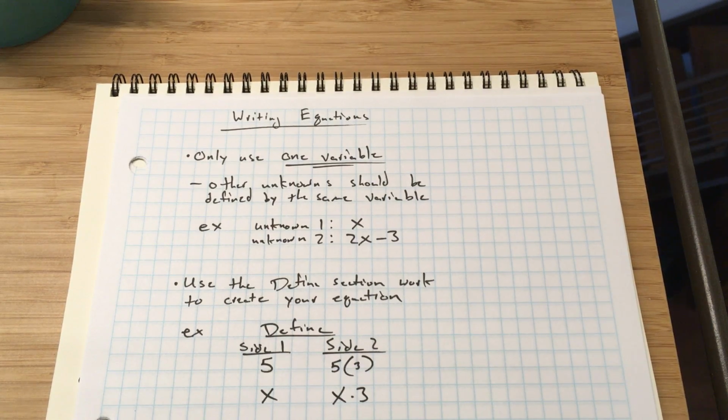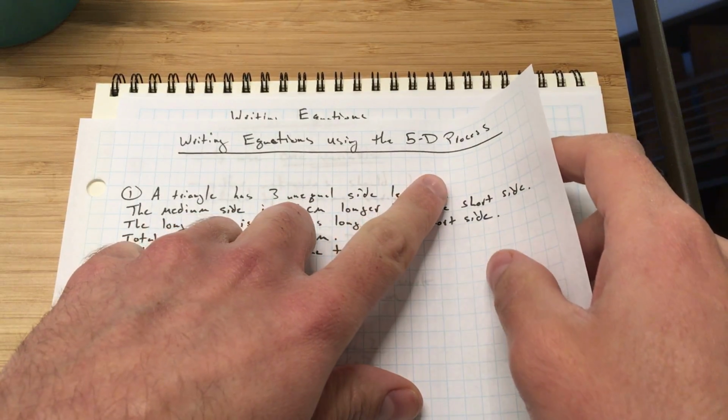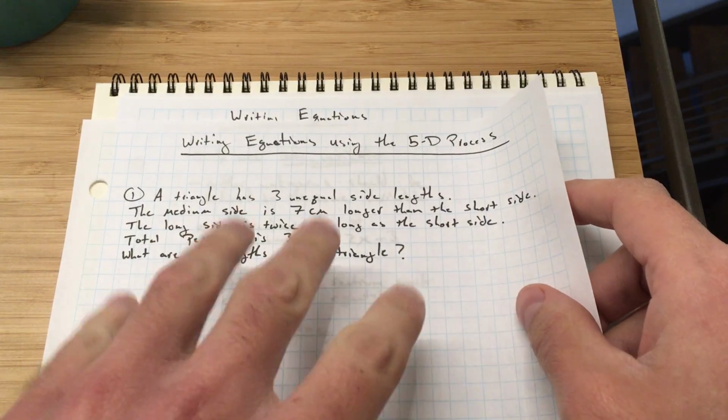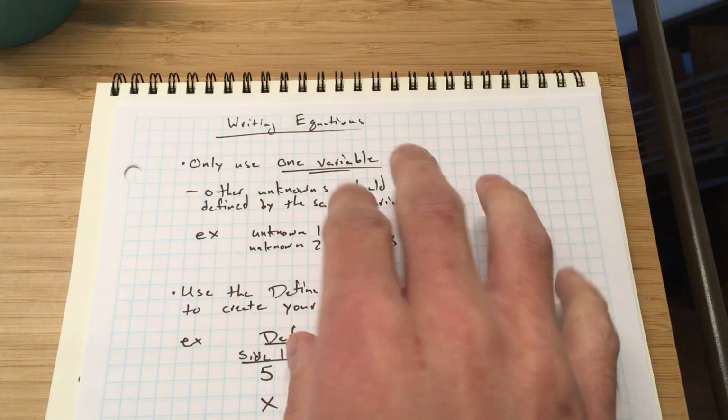All right, you guys. So what I want to look at today is how you can write an equation using the 5D process. So we've been talking about the 5D process. You've seen the table. You've seen what that's about. You've actually gotten to work on a couple problems that I'm going to do in a moment. And now we're going to write an equation.